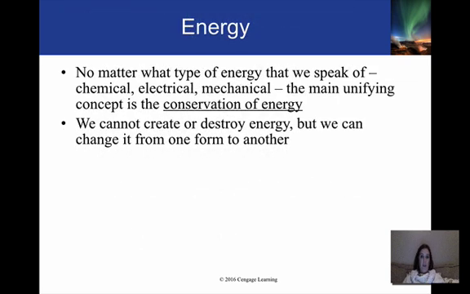Now just remember, no matter what type of energy that we are speaking of, chemical, electrical, mechanical, the main unifying concept is that energy is conserved. We cannot create energy, we cannot destroy it, but we can change it from one form to another. So we've been talking about work and energy and how work and energy are the same. They're just different forms of energy. They are conserved. We can use work to find our power that we've been talking about in this podcast. Power equals work in a certain amount of time. So we need to have that energy component. And so that energy is being conserved.